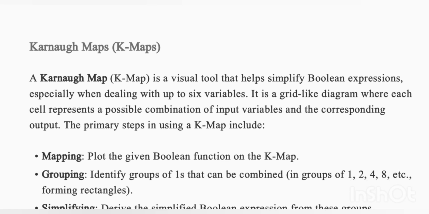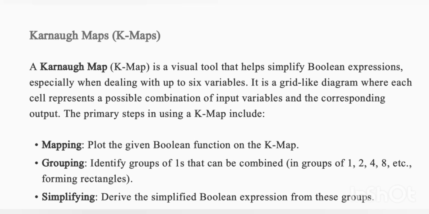Karnaugh Maps. A Karnaugh map, K-map, is a visual tool that helps simplify Boolean expressions, especially when dealing with up to 6 variables. It is a grid-like diagram where each cell represents a possible combination of input variables and the corresponding output. The primary steps in using a K-map include mapping.